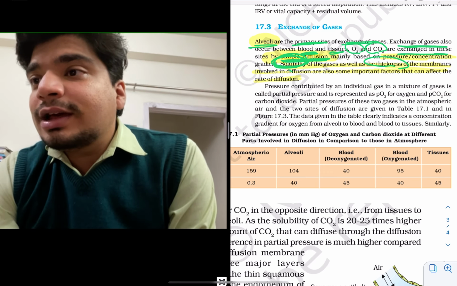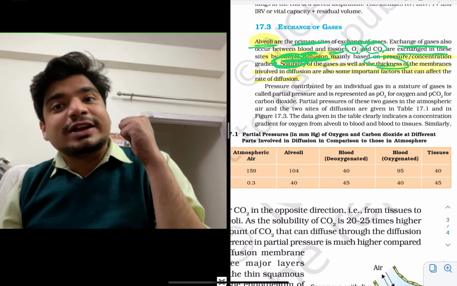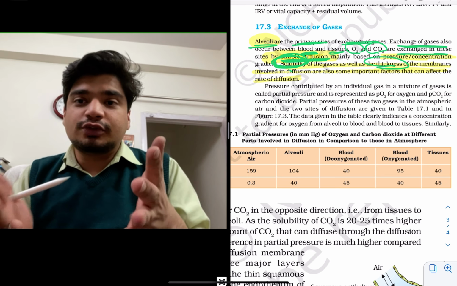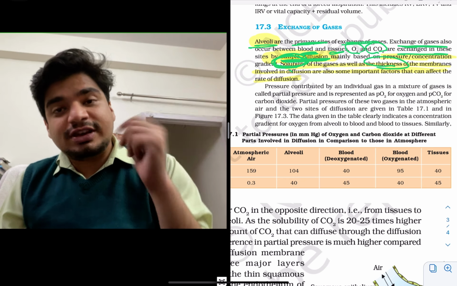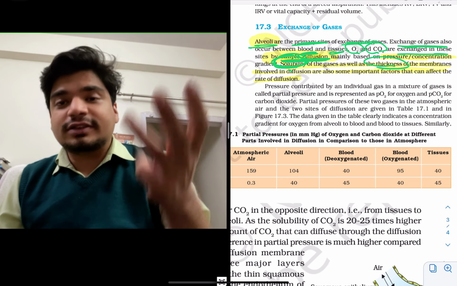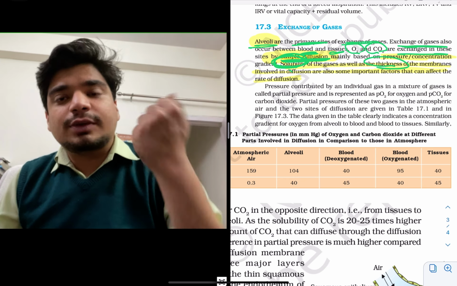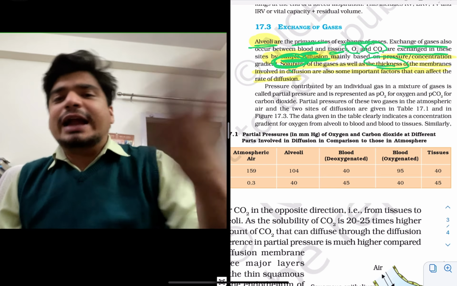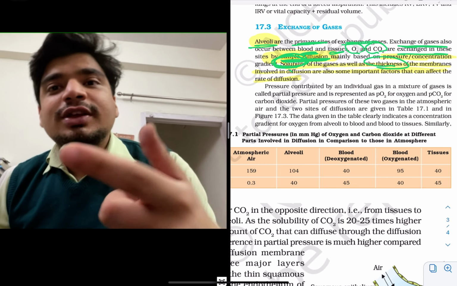So again, they can ask you which of the following does not affect diffusion. One, pressure gradient obviously affects. More the pressure gradient, more the diffusion. Second, thickness obviously affects. Third, solubility affects. They can give you a random fourth option and that will be the correct answer. They'll ask which of the following is incorrect and they'll give you these three options and a random fourth option. And that's how questions are framed from NCERT.